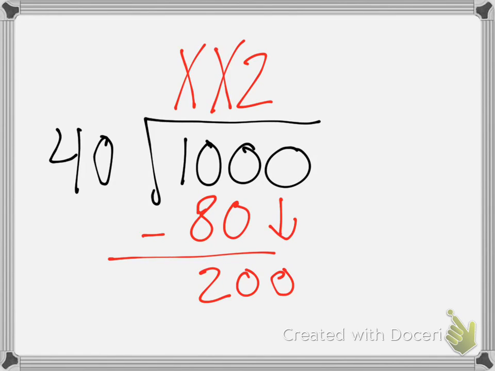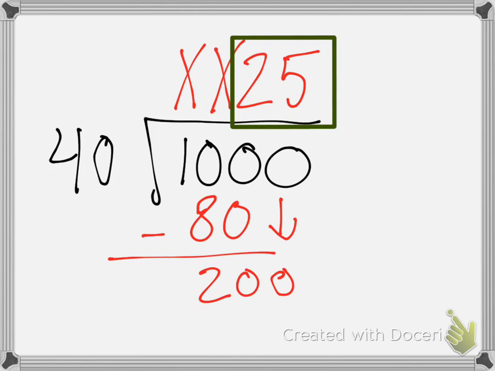How many times does 40 go into 200? Yes, 5 times. So we get our answer to be 25. And we do this as a good way to estimate before we actually have to solve. And that's pretty much this entire lesson.